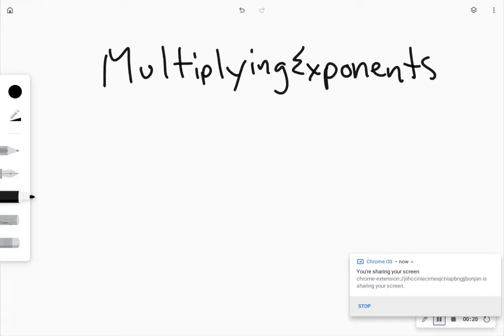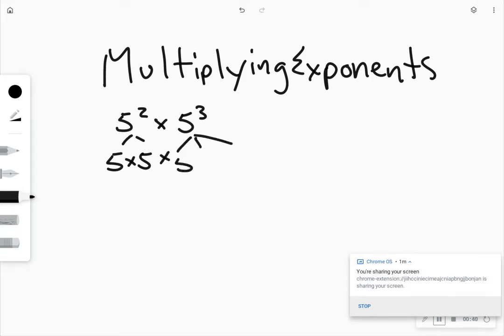Okay, let's say I had 5 squared, and I multiply that by 5 to the third power. Well, if we were to break this down, this 5 squared is nothing more than 5 times 5. We're multiplying that by 5 to the third power, which is just 5 times 5 times 5. Well, if we count all these up, we get 5 to the fifth power. How do we get a 5 out of these two numbers?